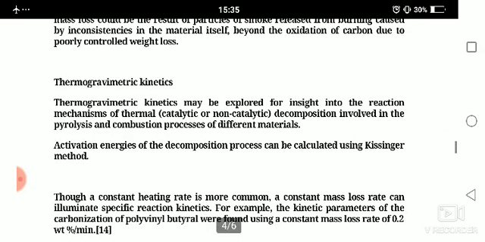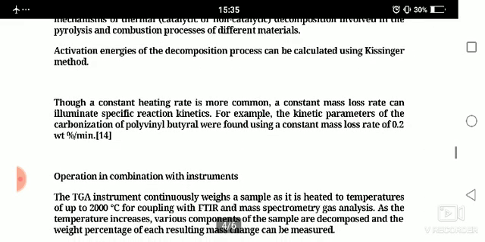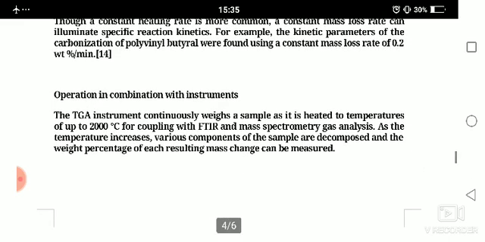Thermogravimetric kinetics may be explored for insight into the reaction mechanism of thermal decomposition involved in the pyrolysis and combustion processes of different materials. Though constant heating is more common, a constant mass loss rate can illuminate specific reaction kinetics. Operation in combination with instruments.